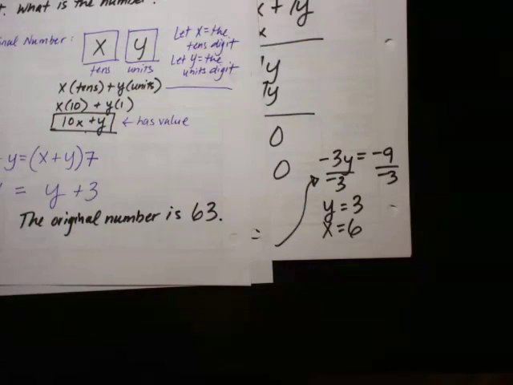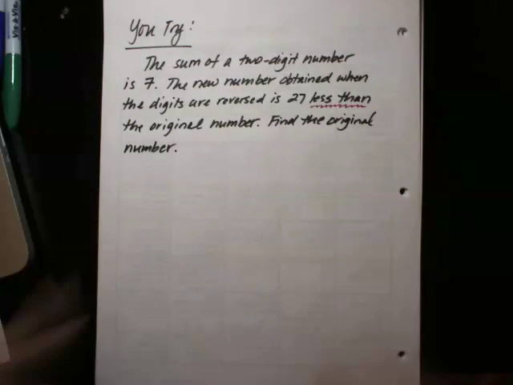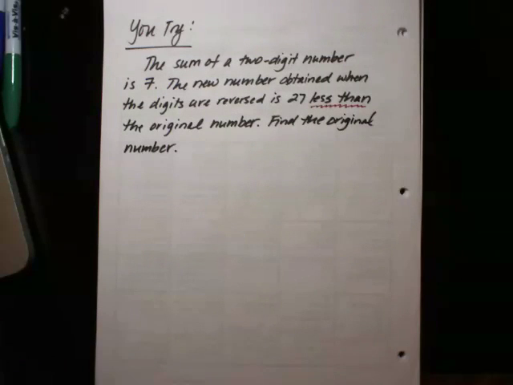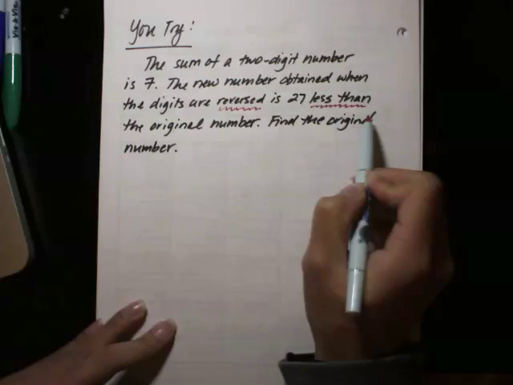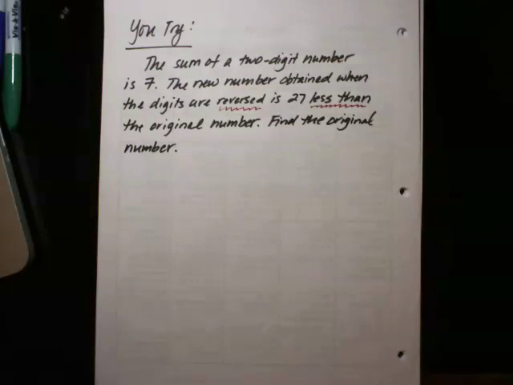What I'd like for you to do before you come into class tomorrow is to try this example. The sum of the digits of a two-digit number is 7. The new number obtained when the digits are reversed is 27 less than the original number. Find the original number. Okay, and so now underline some keywords, reverse and less than. Remember what you need to do whenever you see those words. Okay, and bring that in with you tomorrow and we will cover it then.